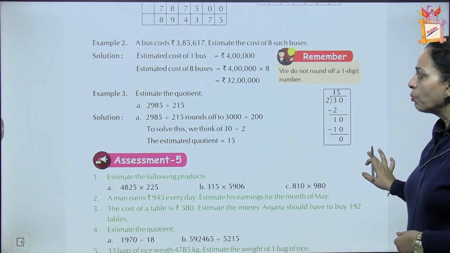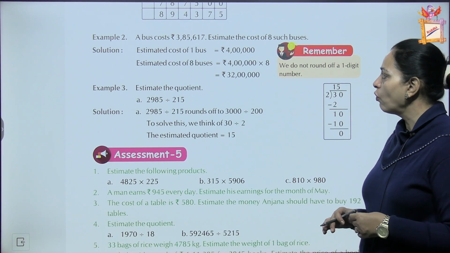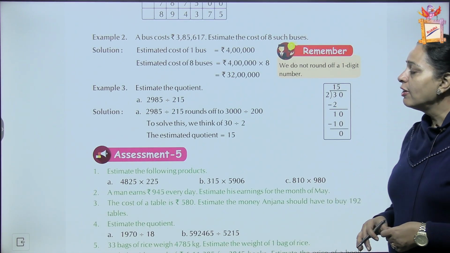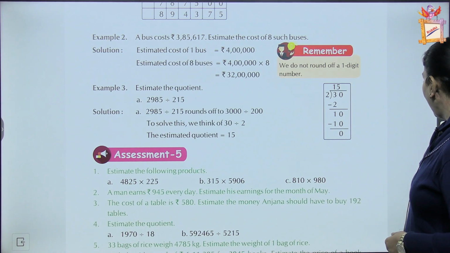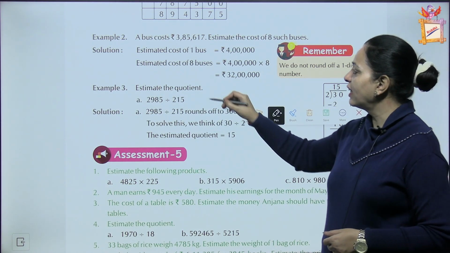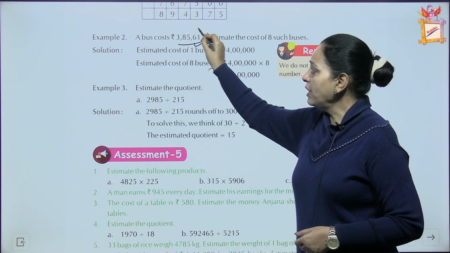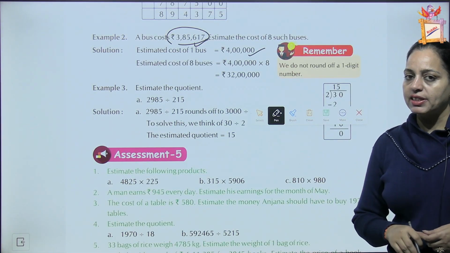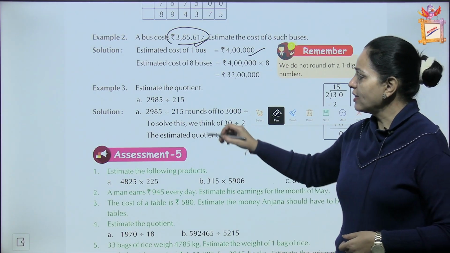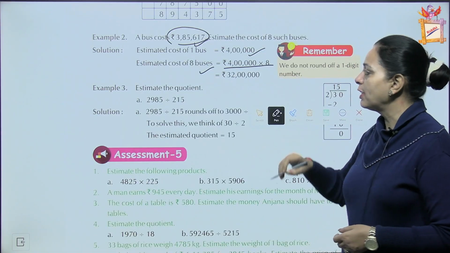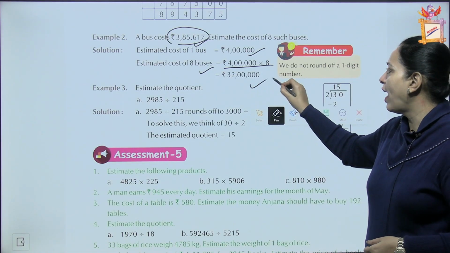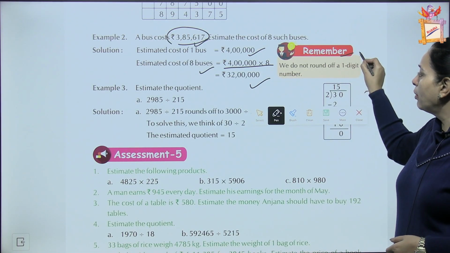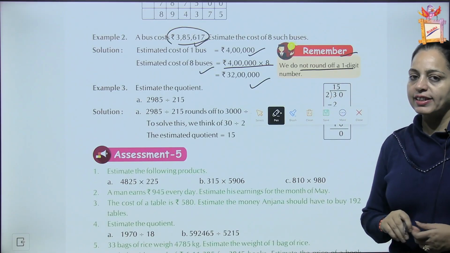A bus costs rupees this. Estimate the cost of 8 such buses. So a bus costs 3,85,617. It means around 4 lakh. So estimated cost of one bus is 4 lakh. So estimated cost of 8 buses, multiply by 8, 32 lakh, right? So remember, we do not round off a one digit number.